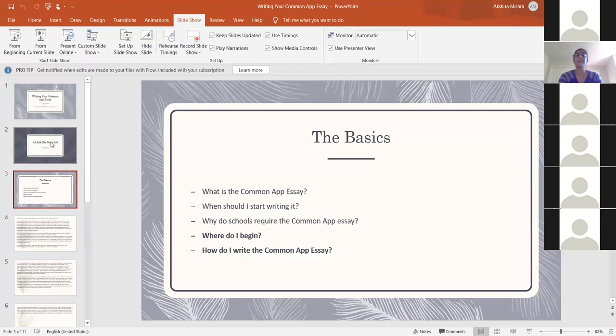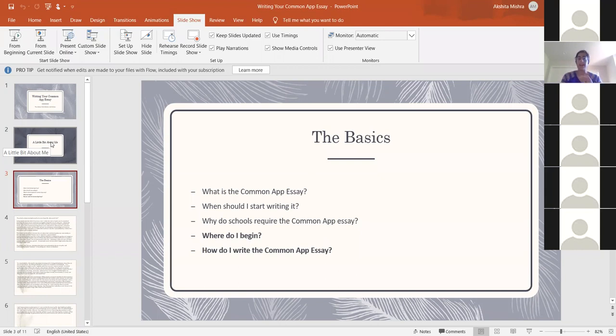Okay, so starting with the basics. What is the Common App essay? The Common App is basically a platform where you can apply to multiple colleges through the one platform, and they all require you to write this one 650-word essay on various prompts that they provide. And again, these will be attached at the end for this year.